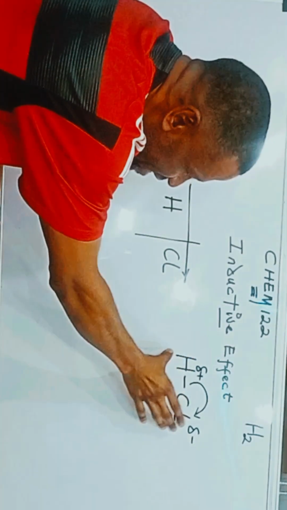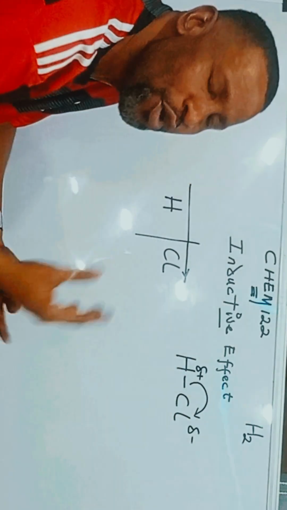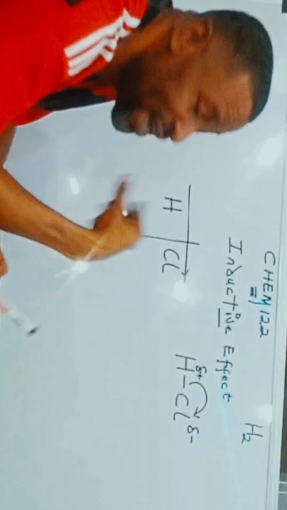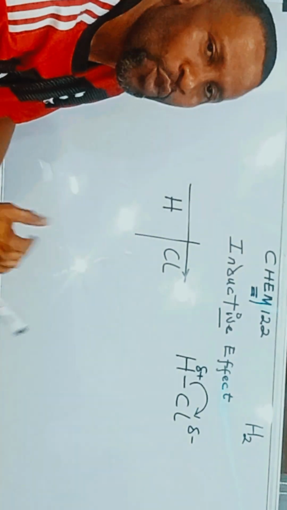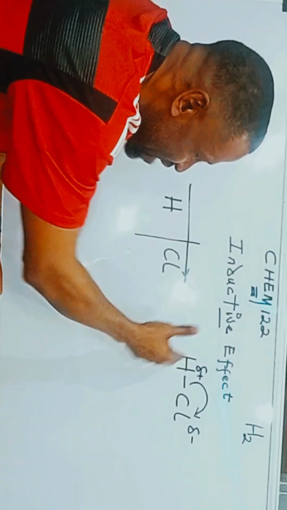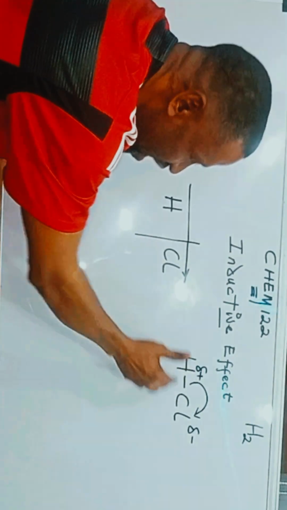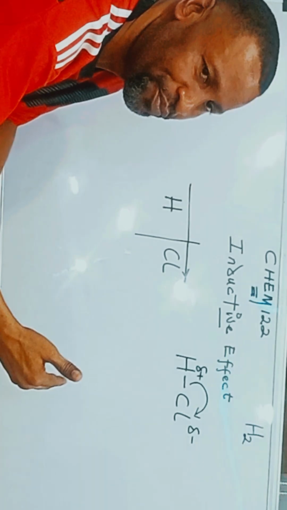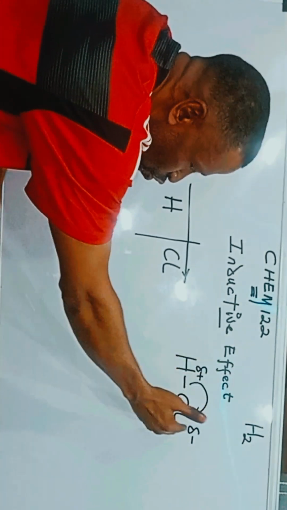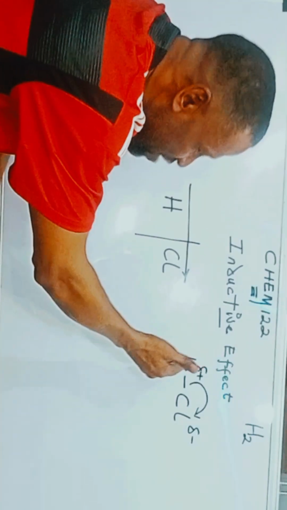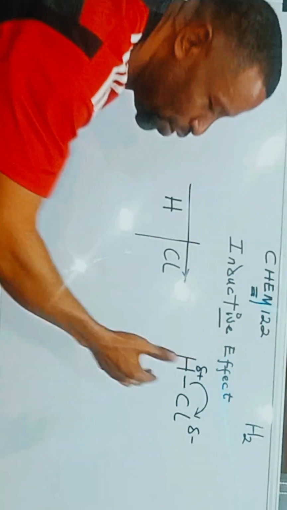And that is why this compound is said to be polar. It's a polar compound. It's polarized. It is characterized by separation of charges. Why? Because chlorine is more electronegative than hydrogen. So when they share electrons, chlorine will receive a fair share of that electron, shifting the electron density towards itself to develop a partial negative character, leaving hydrogen with a partial positive character.